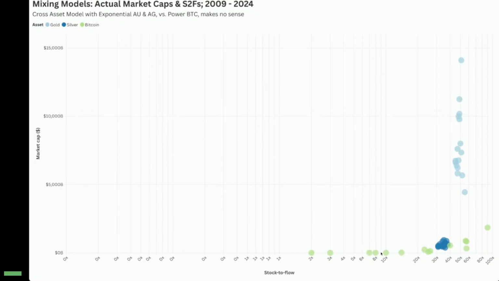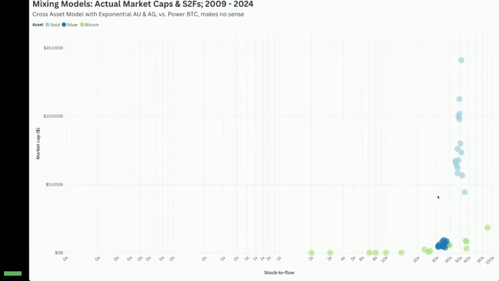Let me show you what this looks like now over time. Okay, so here I look at 16 years of Bitcoin S2Fs, which are clearly power. It's a decaying exponential on the emission. That's true. But the market cap, the price action of Bitcoin, is power. And then the actual emission for gold and silver is clearly exponential. It moves up as time goes on.